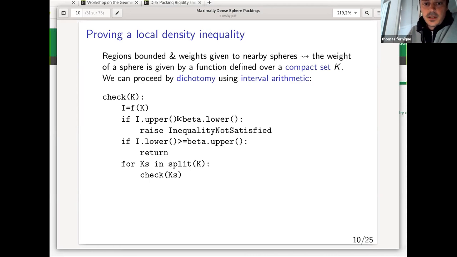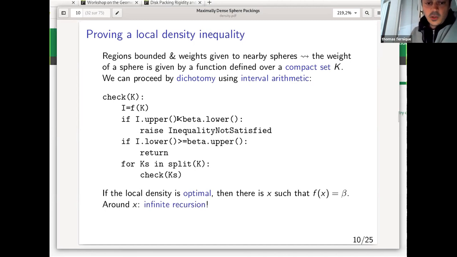Okay, so in theory, it's quite easy. You just use recursion with dichotomy, and you can verify your inequality on the whole compact set K. There is a small problem: if your local density is optimal, that is, if usually you want to have not just an upper bound but the best upper bound, it means that there exists a packing with the density you want to prove is an upper bound. Then it means that in your compact set, there will be some point for which the local density inequality is an equality.